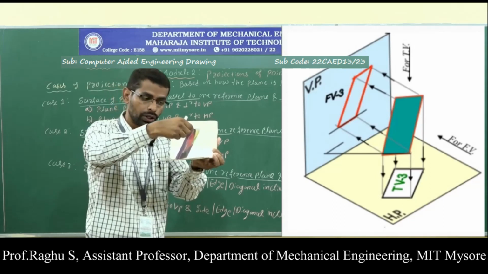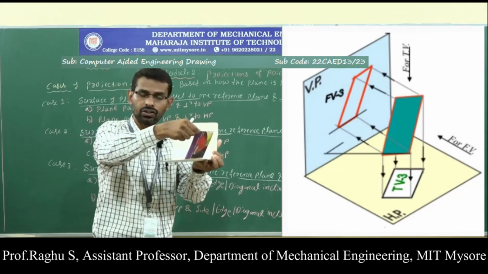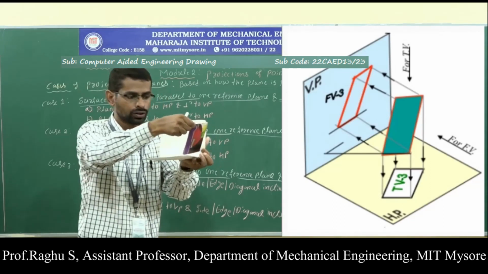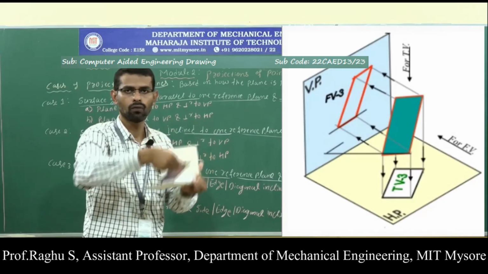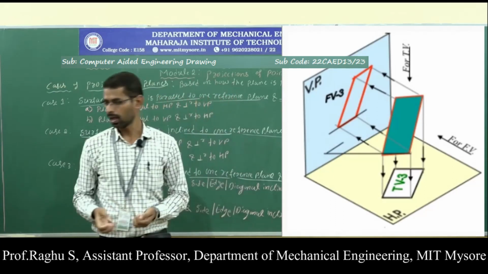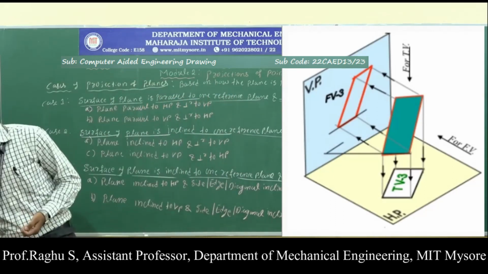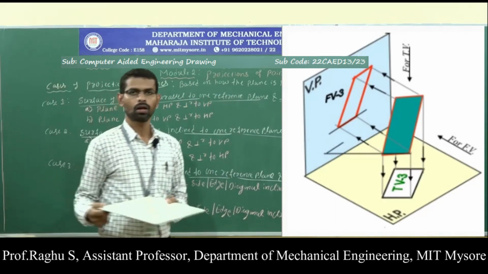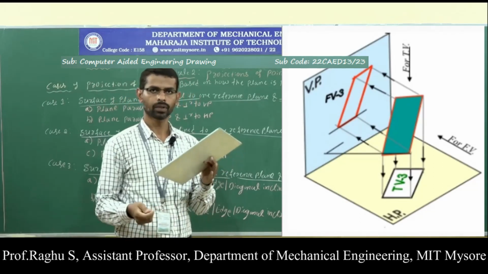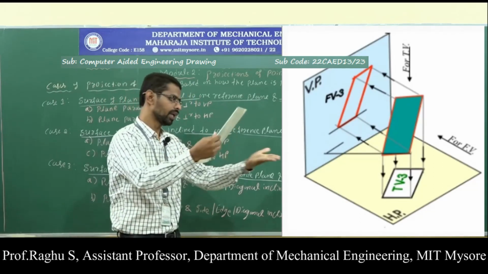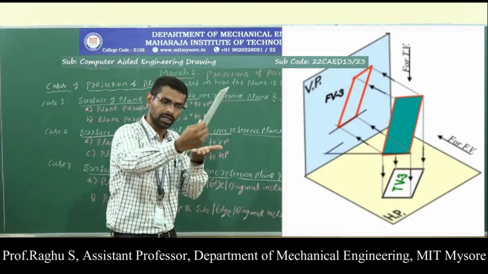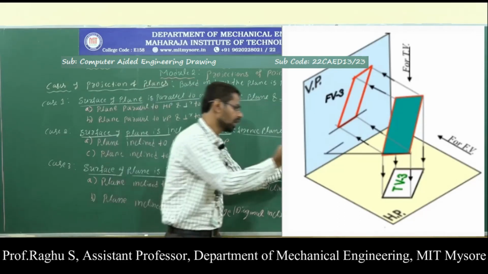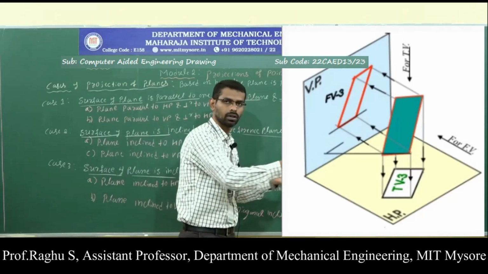At last, give the edge inclination with respect to VP. Now draw the top view and front view in this position. Consider a square lamina. For example, this square lamina is inclined with respect to HP, the horizontal plane. At the same time, the side on which it rests is inclined with respect to VP.